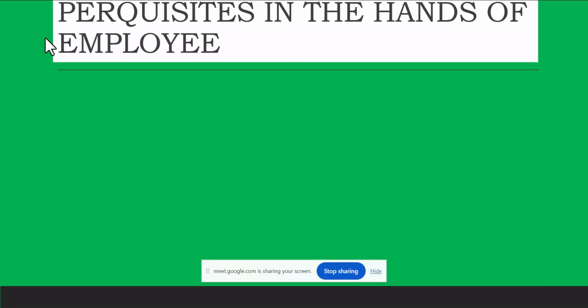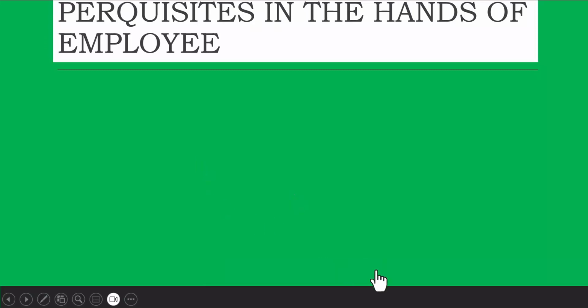Perquisites in the hands of the employee. Whenever you are working in a company, you may get a car from the company, or furniture, or a house for staying. So these are all your perquisites. Apart from salary, a company can give you a lot of perquisites.